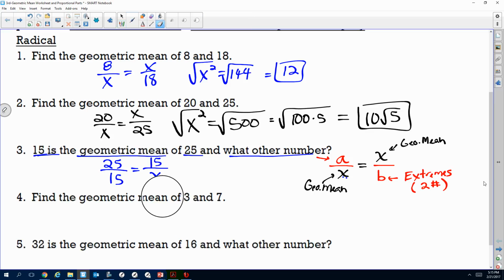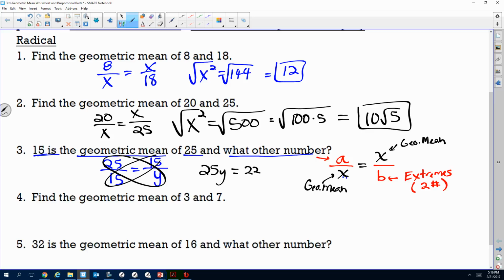Now, if you want, I can change that variable so it won't confuse you. So I'm going to make this y, some other number. So here, we're just going to cross multiply to solve for y. So when we cross multiply, okay, we're going to get 25y equals 15 times 15. Use your calculator if you're not too sure, but you're absolutely right. You said 225. And then we're going to divide by 25 on both sides. And so y, that other number we're looking for, is 9.